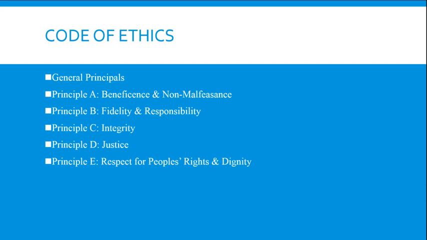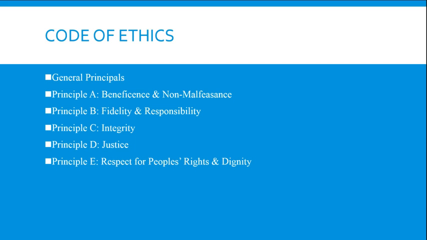Principle C, which is integrity. The psychologist seeks to promote accuracy, honesty, and truthfulness in the science, teaching, and the practice of psychology. Do not lie, cheat, or steal.